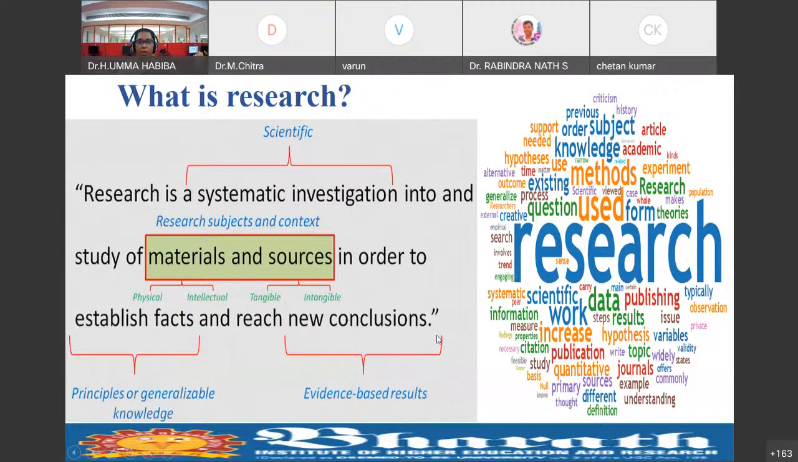And new conclusions are based on evidence-based results. So once again, research is a systematic investigation into and study of materials and sources in order to establish facts and reach new conclusions.